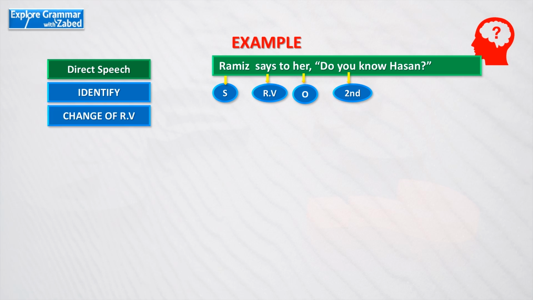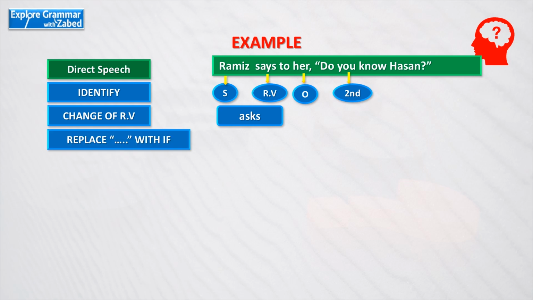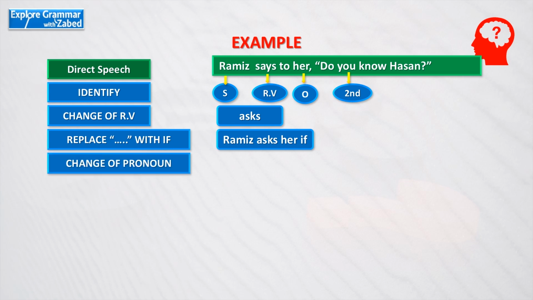Here, the reporting verb says to gets converted to asks. The third step is to replace the inverted comma or quotation mark with if, as it is a yes no type of question. So the sentence looks like Ramiz asks her if. The fourth step is the change of pronoun. Here, you will be converted to she.